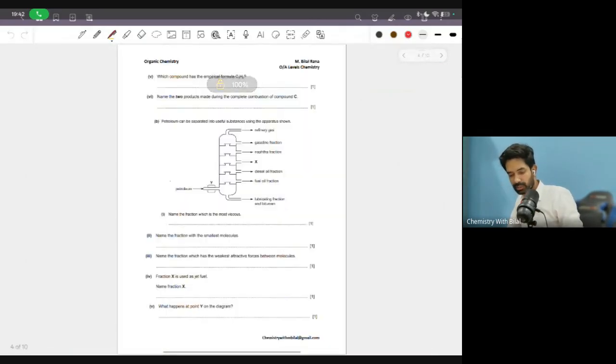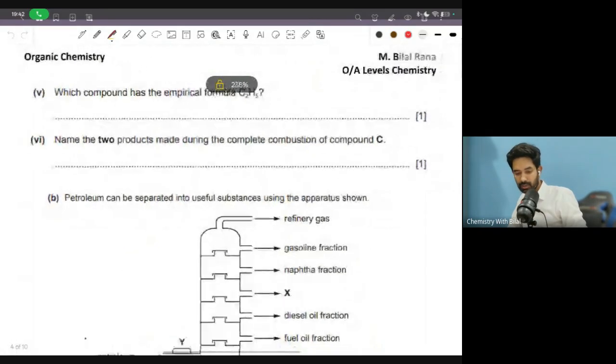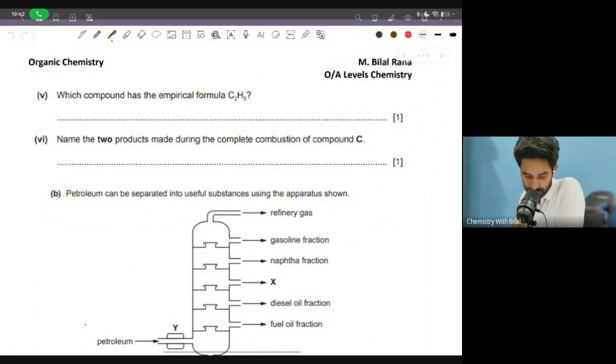भाई कोई मुश्किल काम तो नहीं है? No sir. Okay.